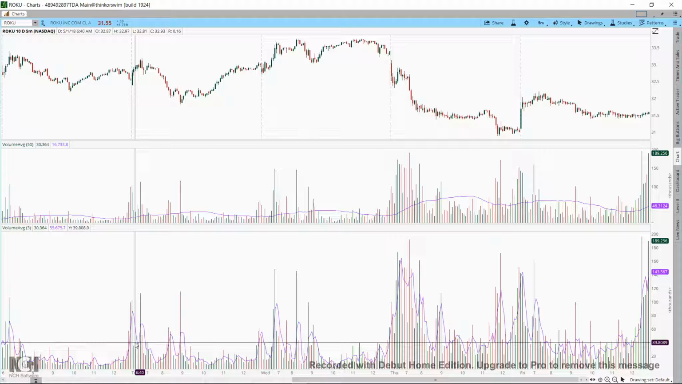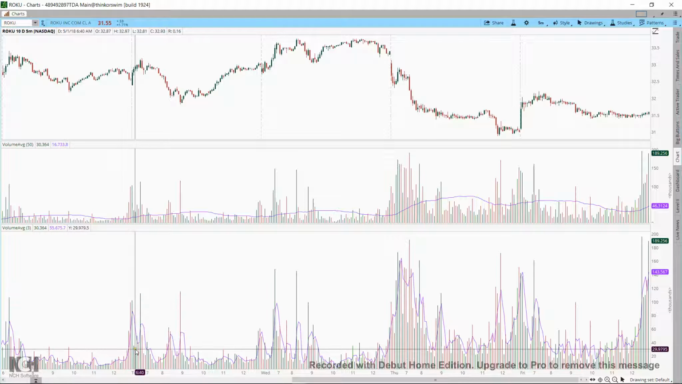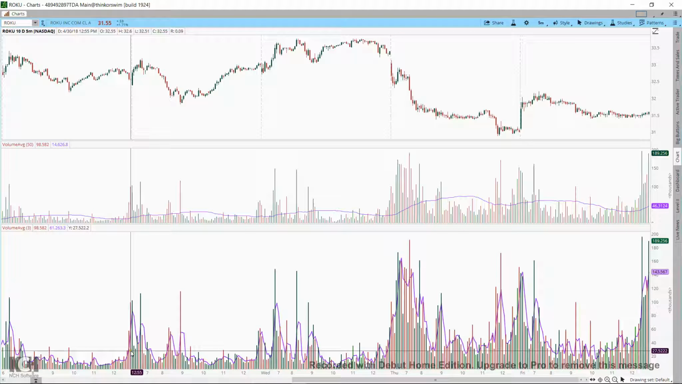So the purpose of this is, if you want to get into the action, you have to learn to use at least the 5-minute charts for volume, okay? This is for day traders' action.